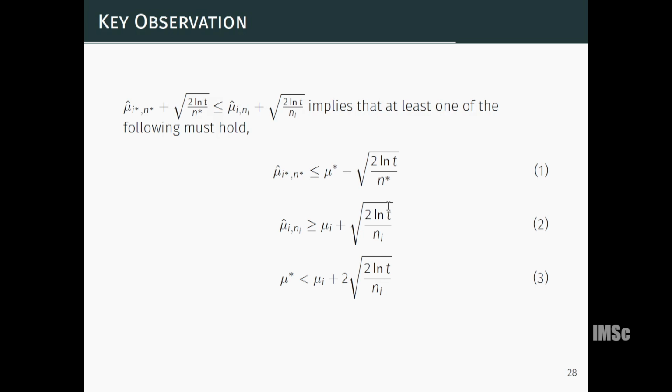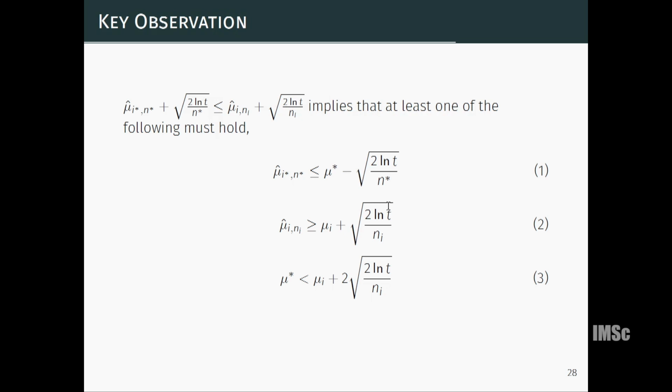Hoeffding's bound: the difference between this and this being greater than this is less than or equal to e to the power something, which is t to the power minus 4. So this happened with probability t to the power minus 4, which is low. This happened with probability t to the power minus 4, which is again low. So these two are taken care of. The only bad condition is this.